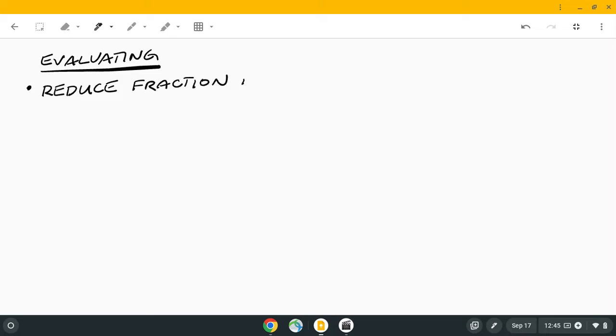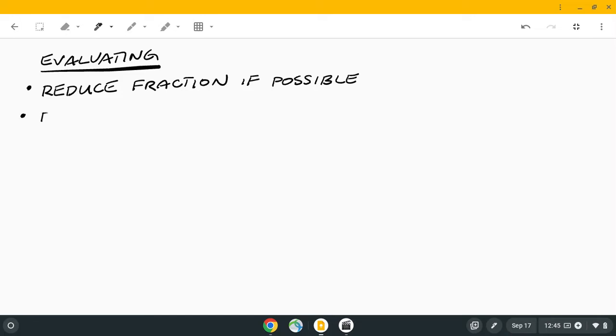Take notes, evaluating. Again, this is 3.2 continued. When you're evaluating, make sure you reduce the fraction if possible. And I'll explain why that is going to be important.